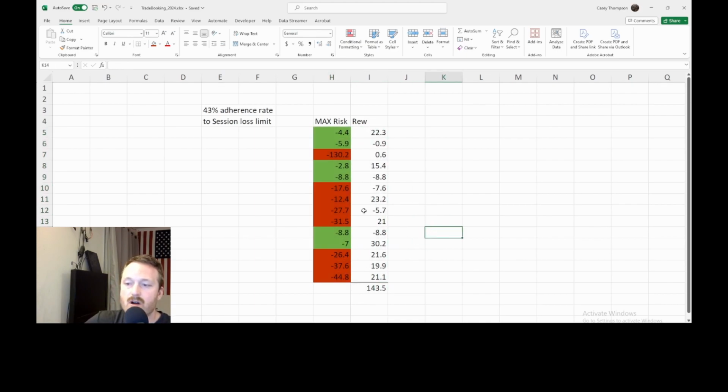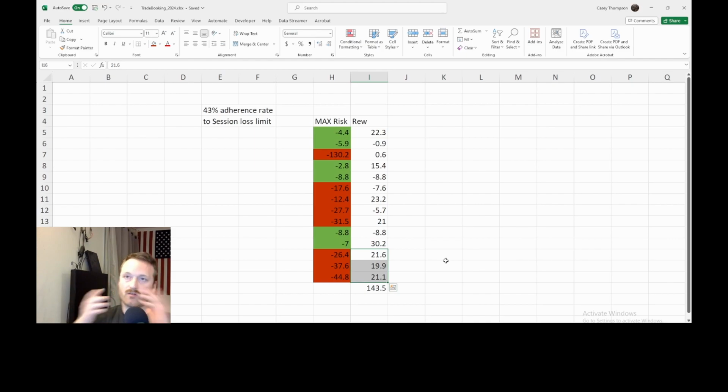But the thing is, our risk that we're taking on these, we're risking 17 for that 7. We're risking 12 for that 20. We're risking 27 for that negative 5.7. Yes, we recovered from that loss. Negative 31 apples possible risk, but we ended up winning 21 and closing. Negative 8.87. On average, and you can see this increasing here at the end, 26, 37, 44 today. All of them achieving about 20 apples, right?